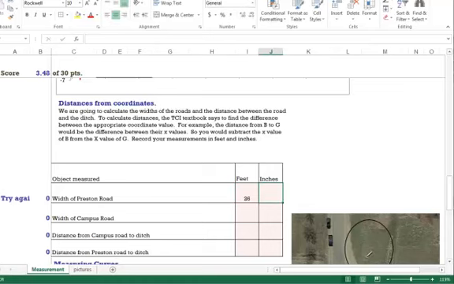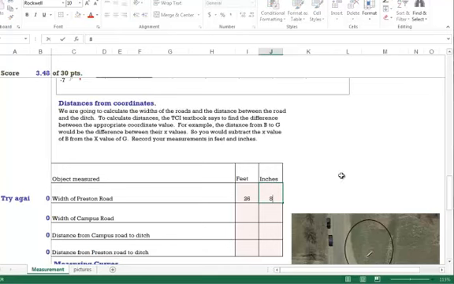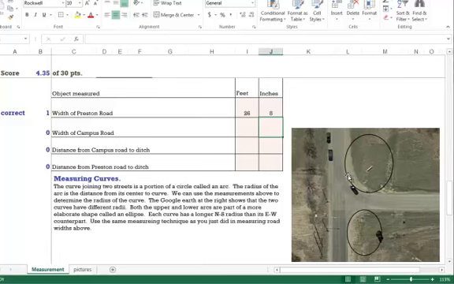And now we have to take that 2/3 times 12, because there are 12 inches in a foot. And so we get 26 feet 8 inches is the width of Preston Road. So there you see how you do it. And you do the same thing down here below.